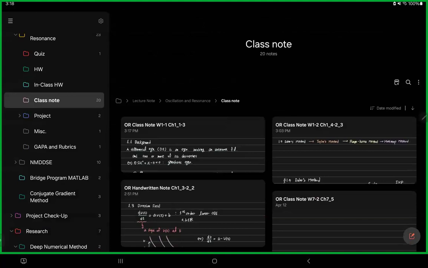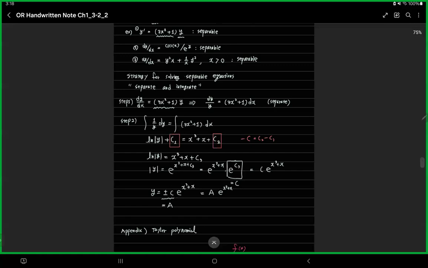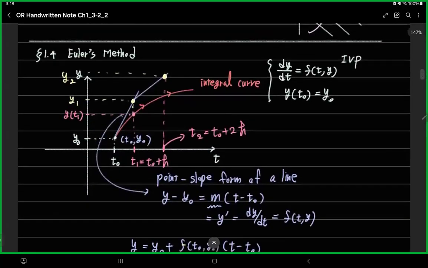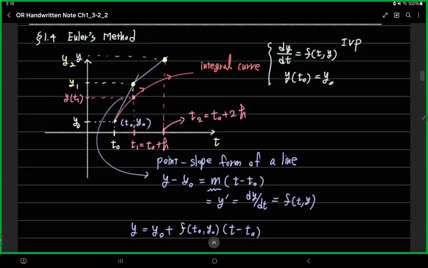All right, so we see 1.3, we did 1.3, right? This is 1.4. Euler method. All right. So what's the idea in an Euler method?